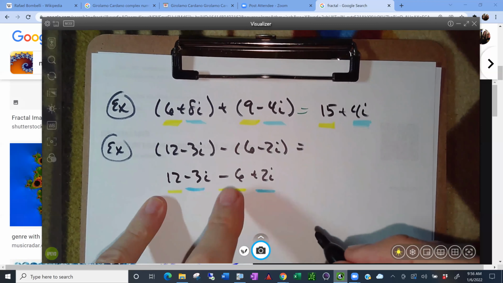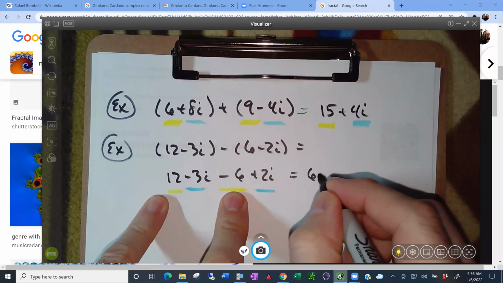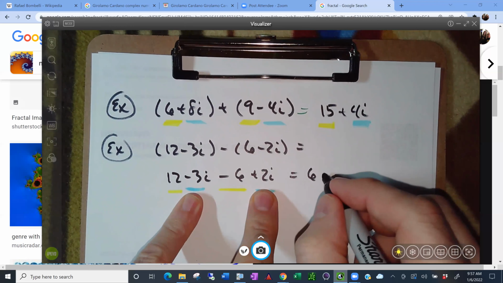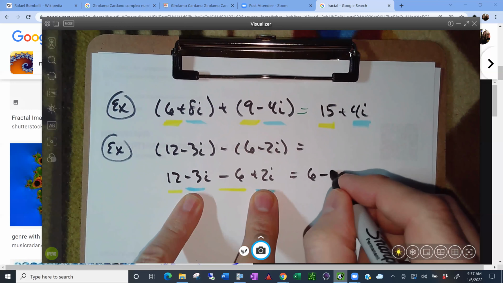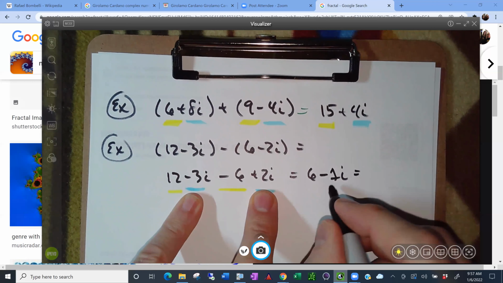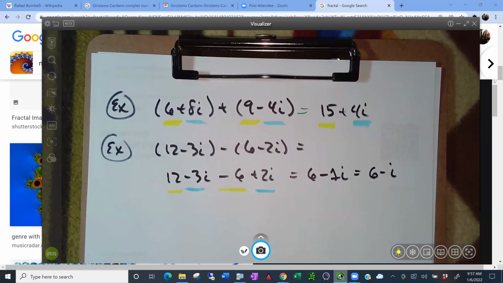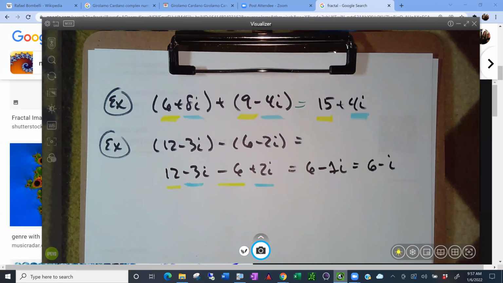So 12 plus negative 6 is 6, and negative 3i plus 2i is a negative i, or a negative 1i. You don't have to write the negative 1 there. If you'd rather, you can just write 6 minus i. Beautiful. Well, we're going to have to go a little bit farther than just this.